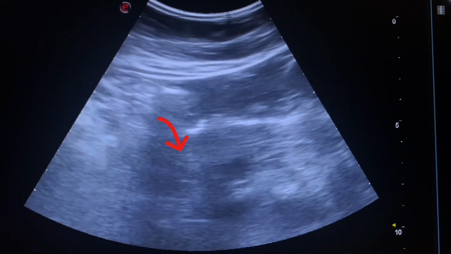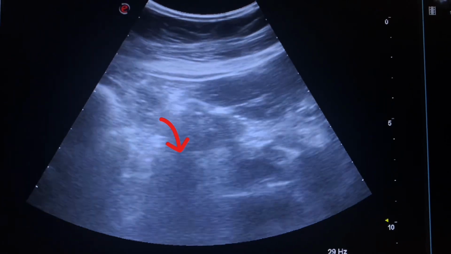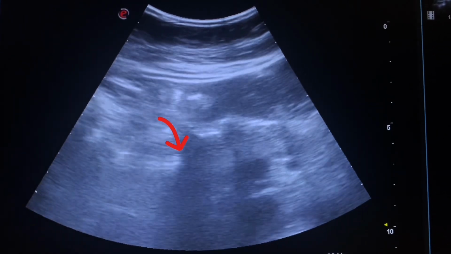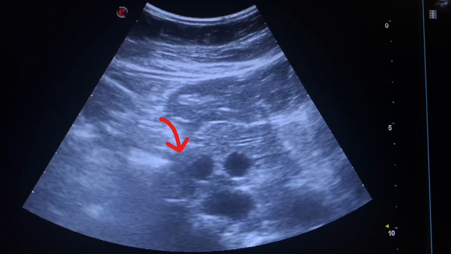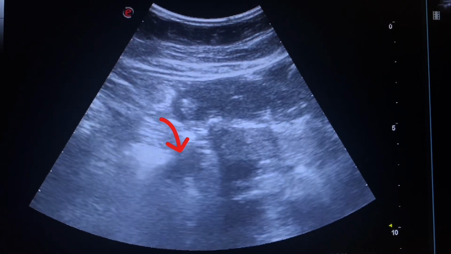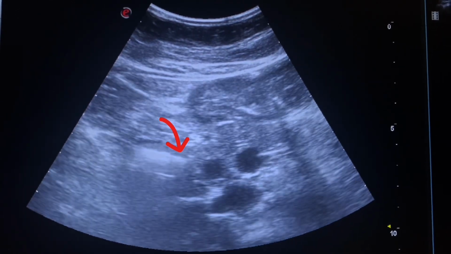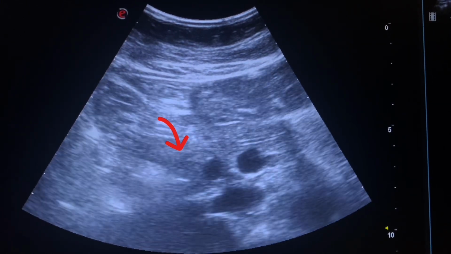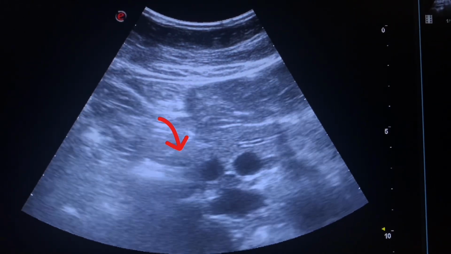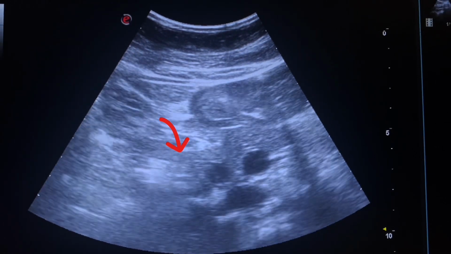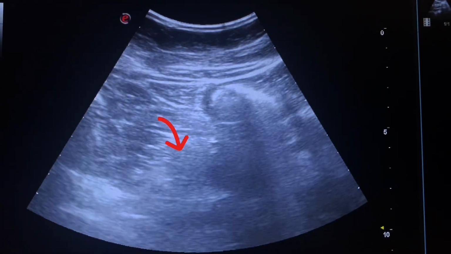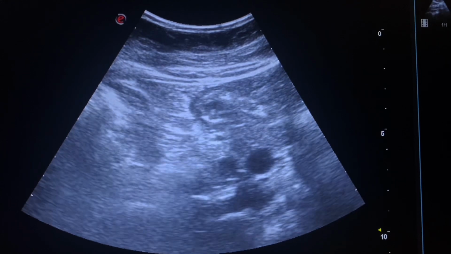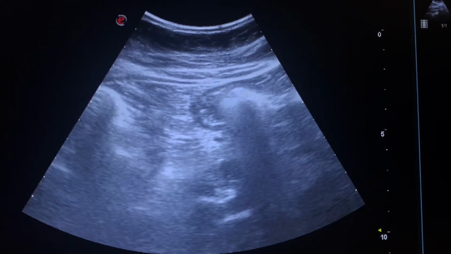So there is obstruction below the uncinate process of the common bile duct. But we can't see any cause of obstruction at this area in the common bile duct. Now, how will we write the report?